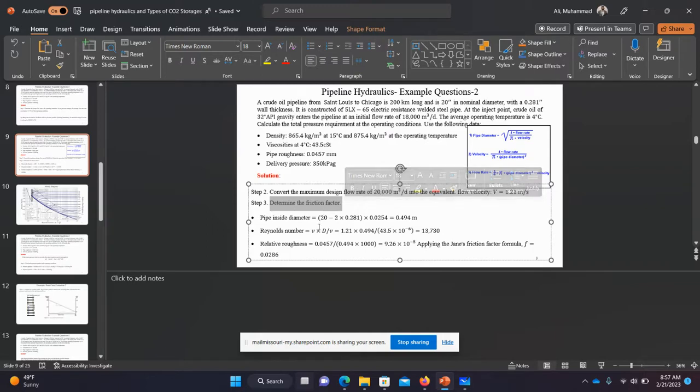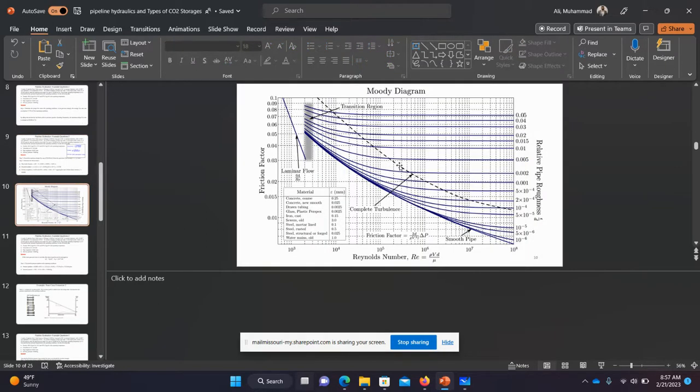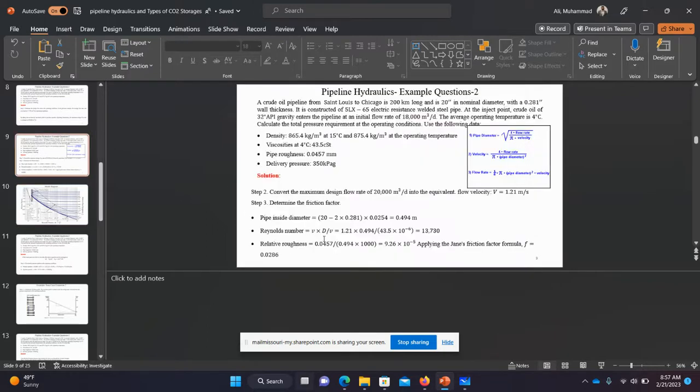Now how do we find the friction factor? The friction factor can be found from the Moody diagram. This diagram basically needs two factors: one of them is the Reynolds number and the other is the relative pipe roughness. If we have these two factors, using this chart we can find the friction factor. So first of all, we calculated the Reynolds number, which needs velocity as well as the viscosity. So this is the velocity, number one.